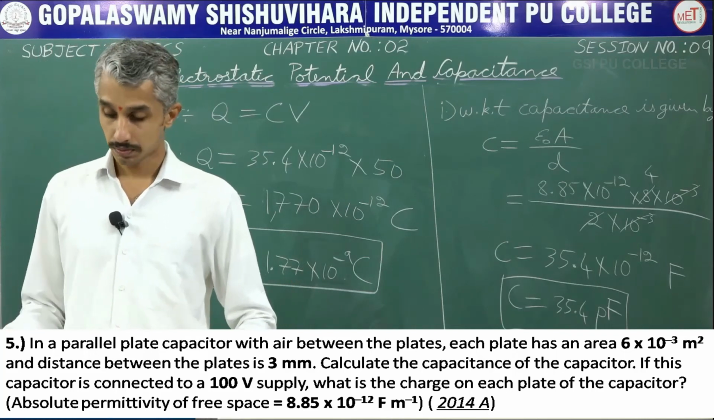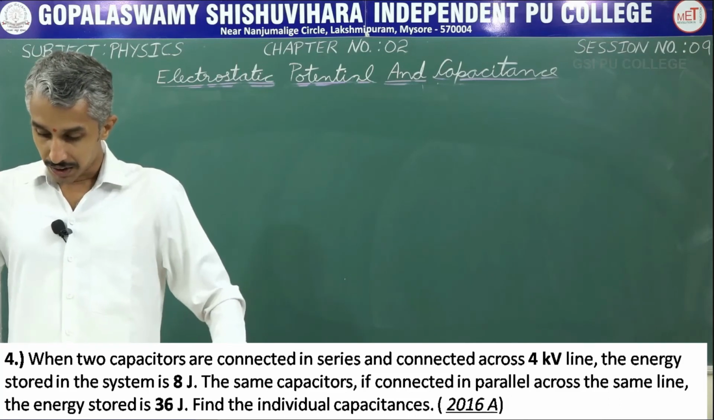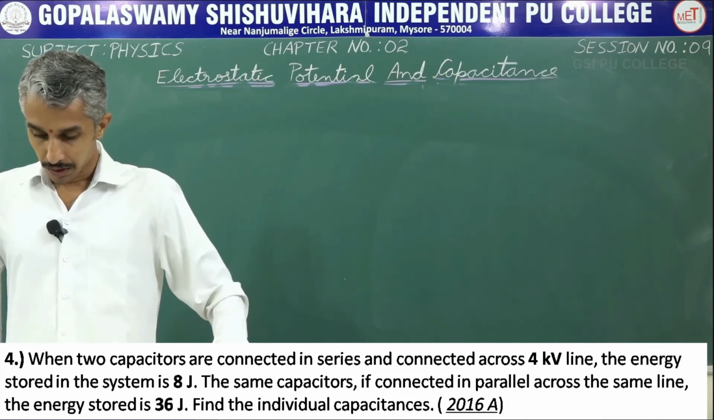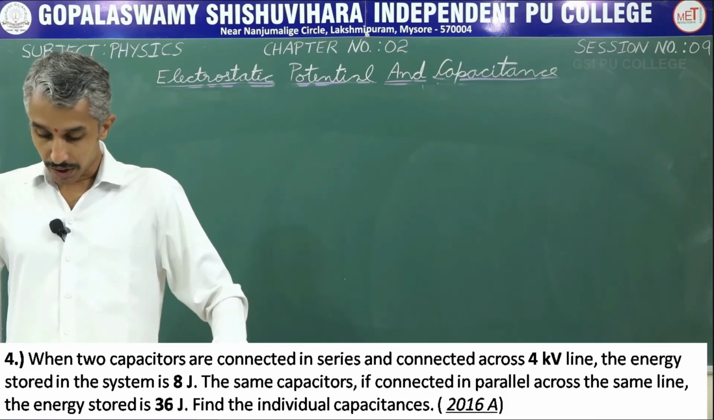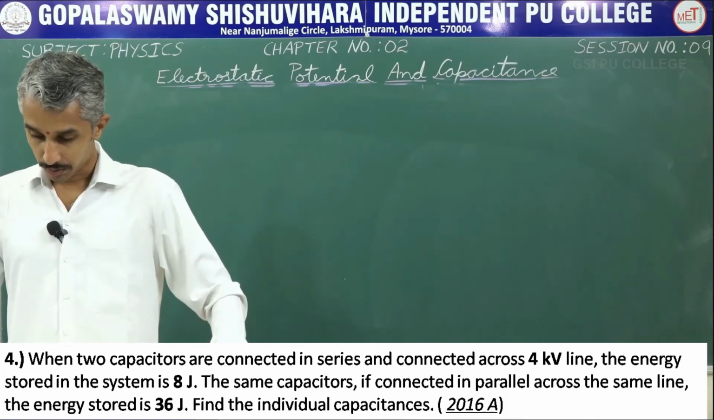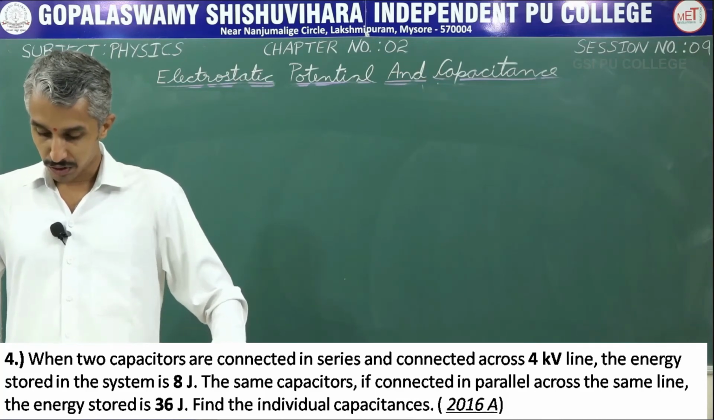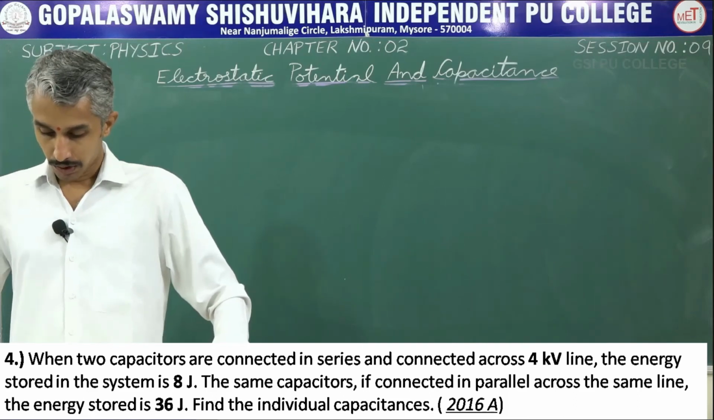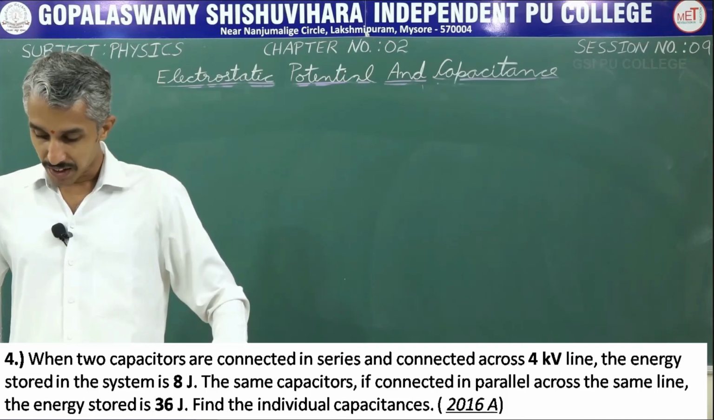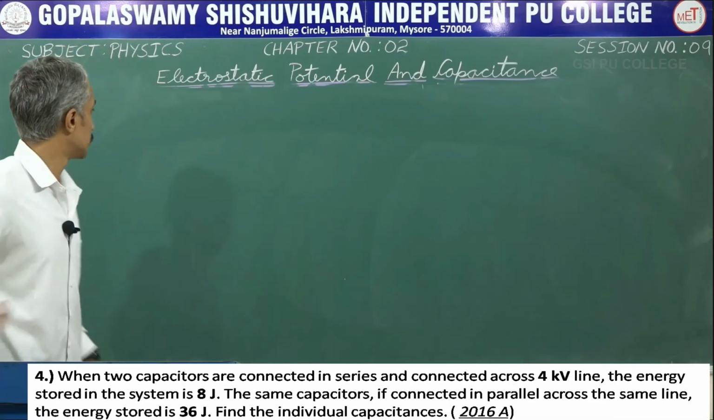We will move on. Here is the next numerical. When two capacitors are connected in series and connected across a 4 kilovolt line, the energy stored in the system is 8 joule. The same capacitors, if connected in parallel across the same line, the energy stored is 36 joule. Find the individual capacitances. Here they have given us two cases.